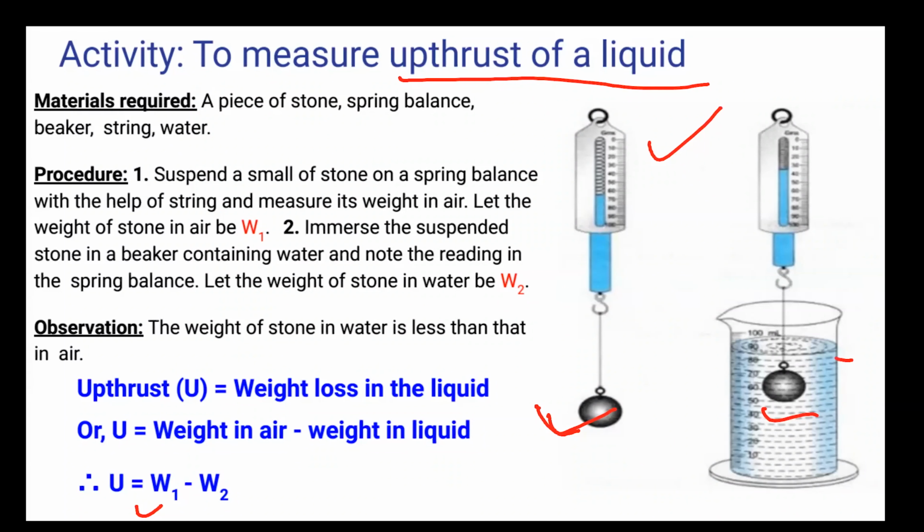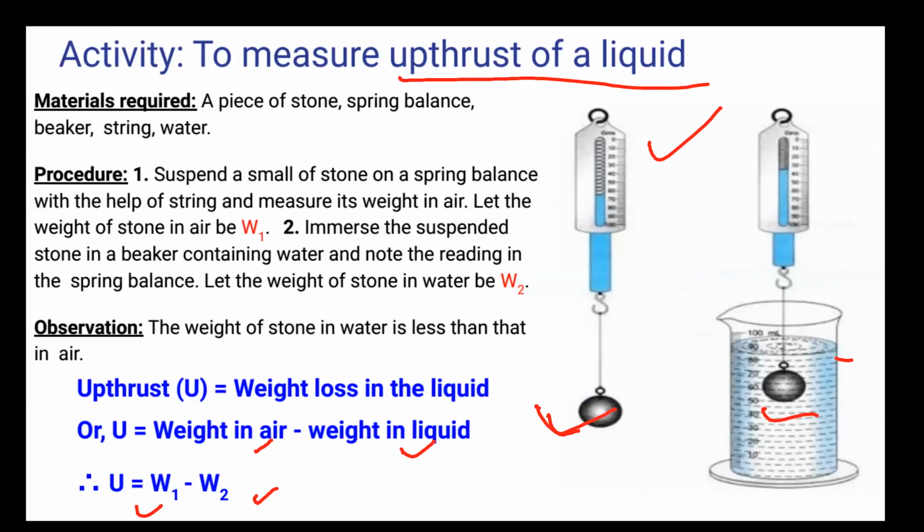We find the new weight of the same body when immersed inside the liquid, which is less than the weight in the air, and this weight is called apparent weight. So weight in air is the real weight, W1, and weight in liquid is the apparent weight, denoted by W2. I have been telling that the weight of a body is always maximum in the air. Whenever that body is taken into any liquid, we find a loss of weight due to the upthrust given by the liquid.